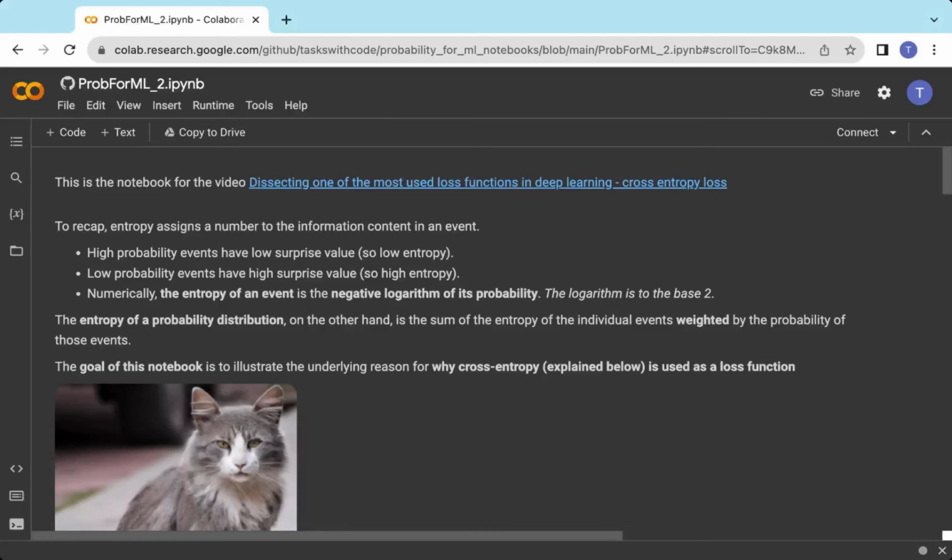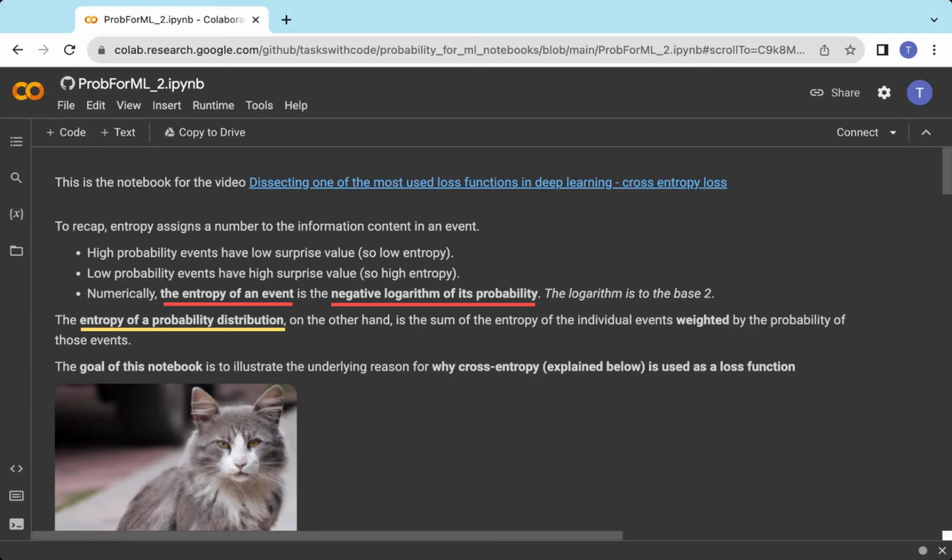This is the notebook for the video, dissecting one of the most used loss functions in deep learning, cross-entropy loss. To recap, entropy assigns a number to the information content in an event. High probability events have low surprise value, or low entropy. Low probability events have high surprise value, or high entropy. Numerically, the entropy of an event is the negative logarithm of its probability, where the logarithm base is 2.